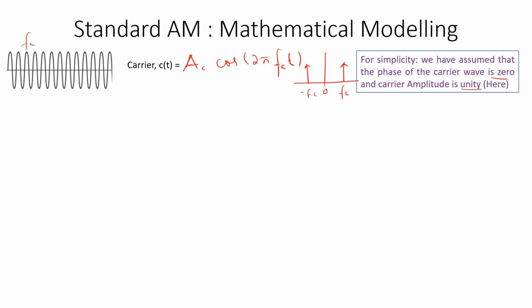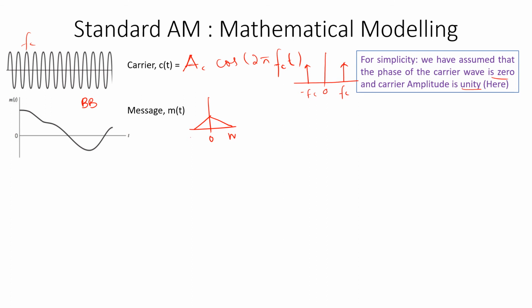So this is how the spectrum of the carrier will look. It has only one frequency content, right? Then we have a message signal. As I told, the message signal will be baseband or band limited, so the spectrum will be a symmetrical baseband spectrum. It will have a maximum frequency content W and a minimum frequency content 0.